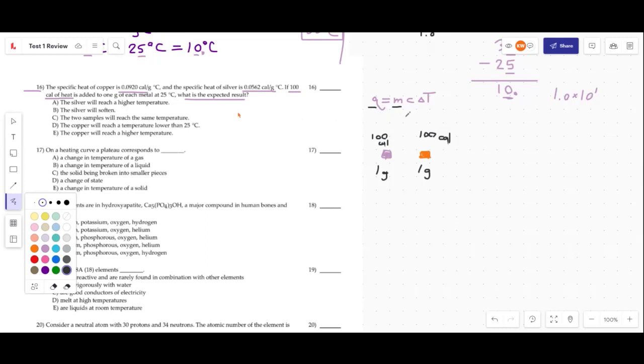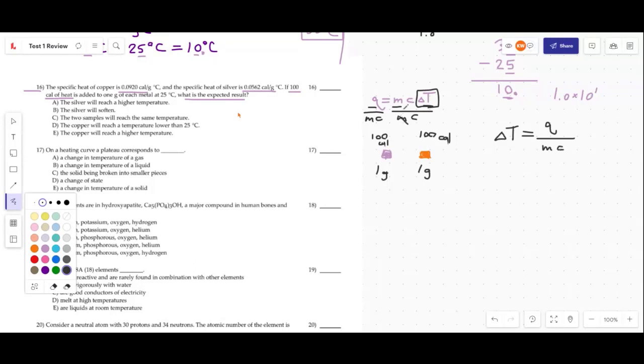So what's the expected result in terms of temperature? I'm really looking for the expected result in temperature. So if I want to compare what happens to the temperature, what I can do to this formula is solve for temperature by dividing both sides by mass and specific heat. That gives me the equation that delta T is equal to Q over mass times specific heat.